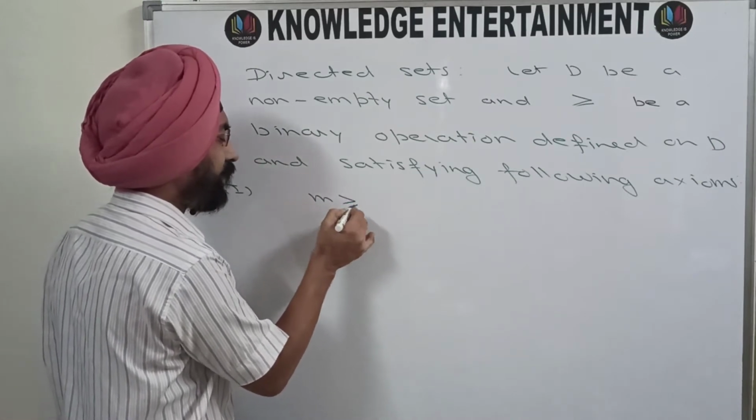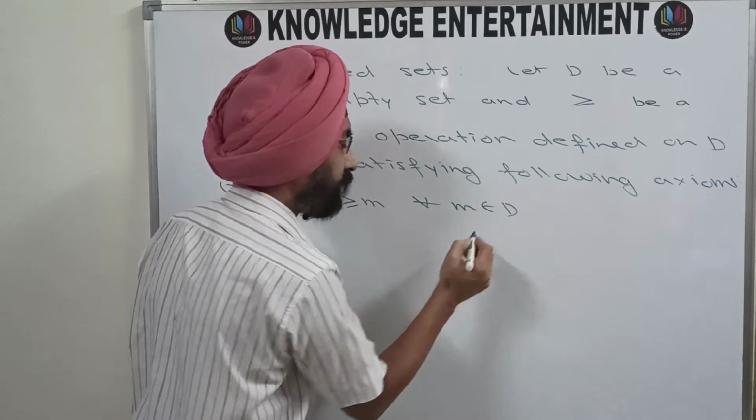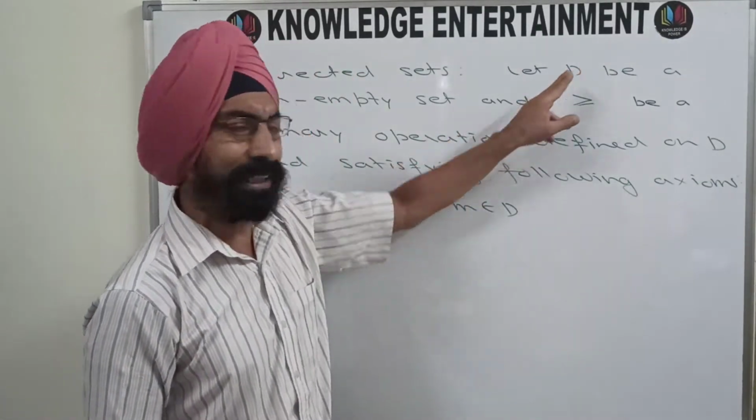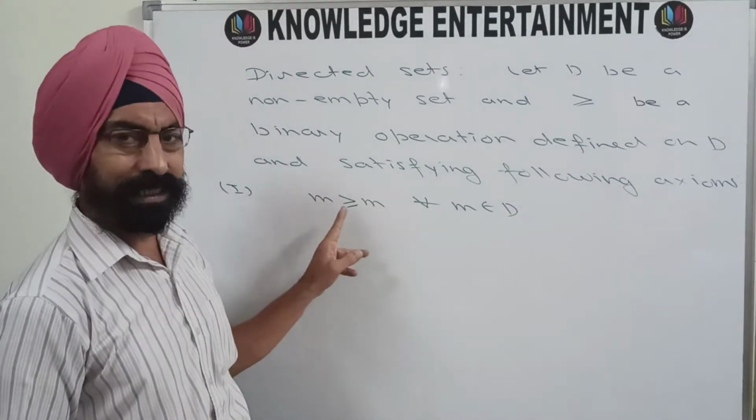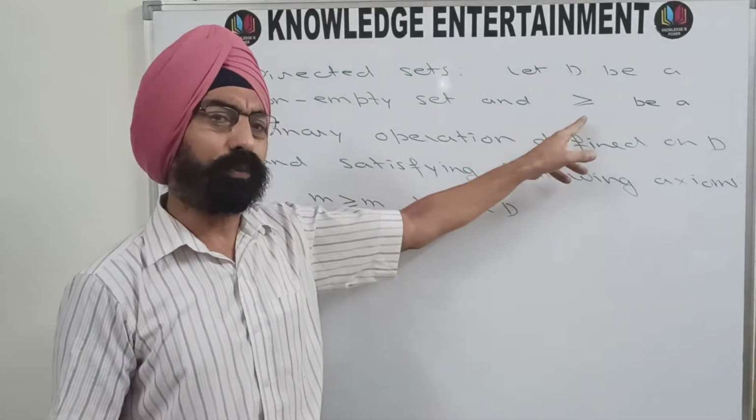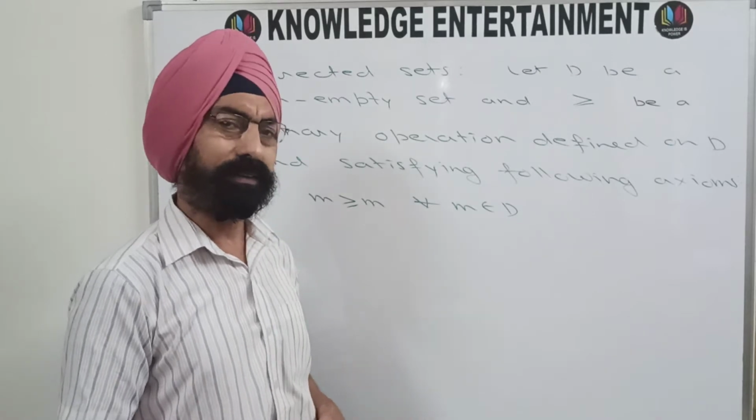M is greater than or equal to M for every M belonging to D. So every element M of this set D satisfies that M is greater than or equal to M, where this greater than or equal to, this binary operation, will be defined as per given.